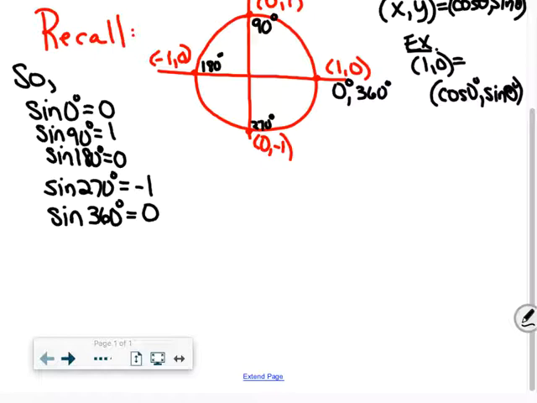So I want you to pause the video and think. I want you to look at these values and make sure you understand why is sine 0 degrees equal to 0? Why is the sine of 90 degrees equal to 1? Why is the sine of 180 degrees equal to 0? And so on.